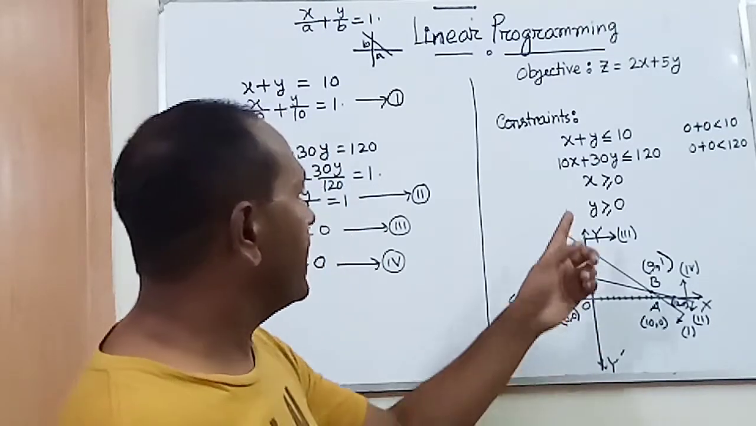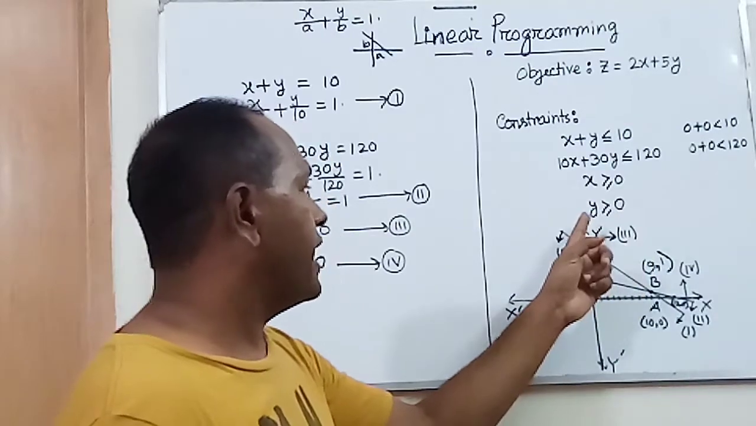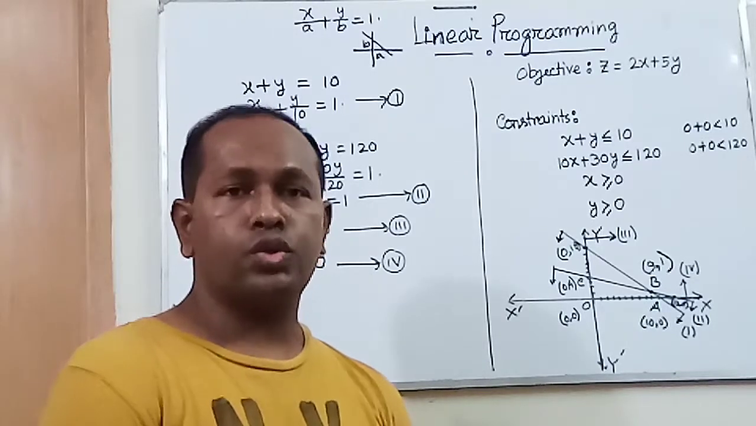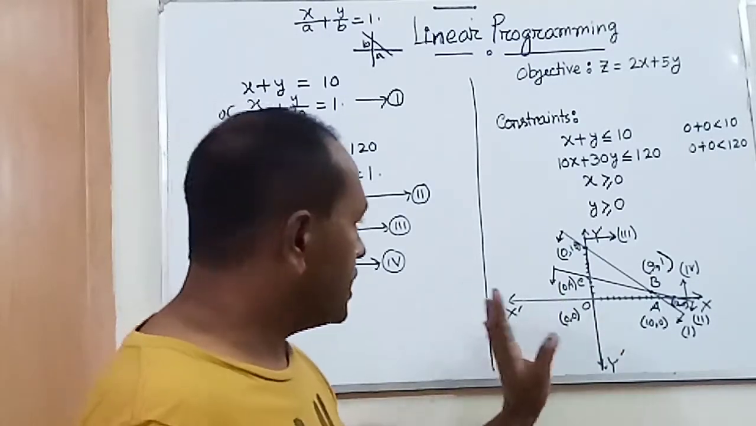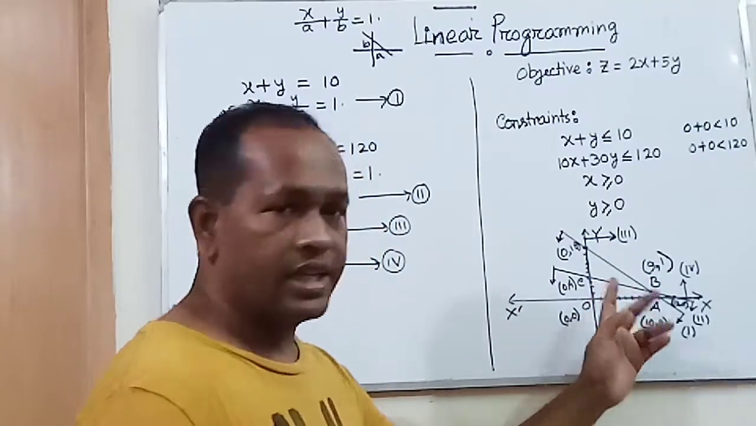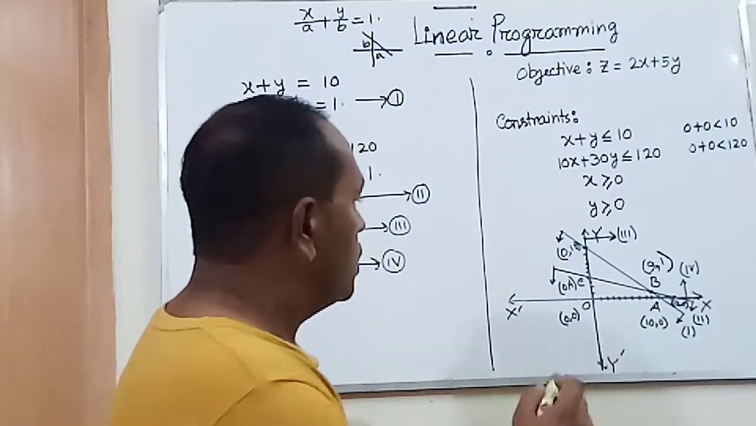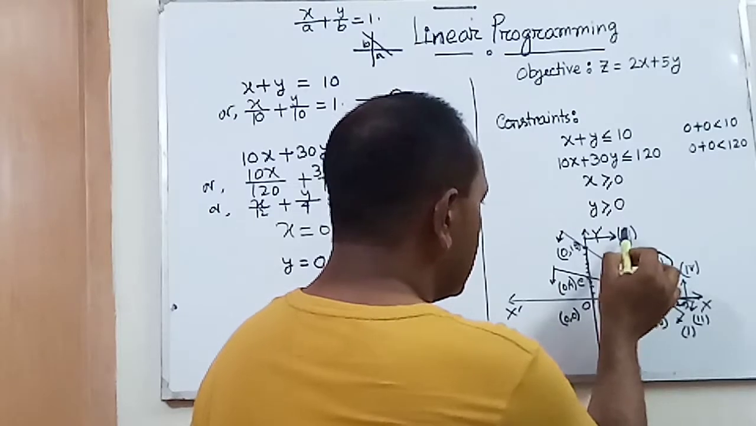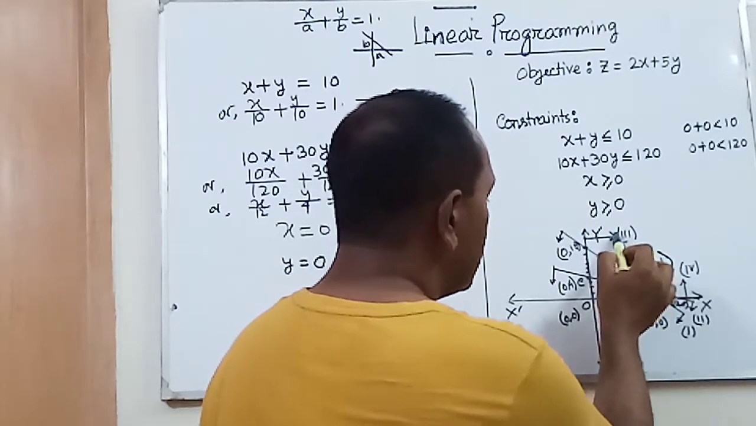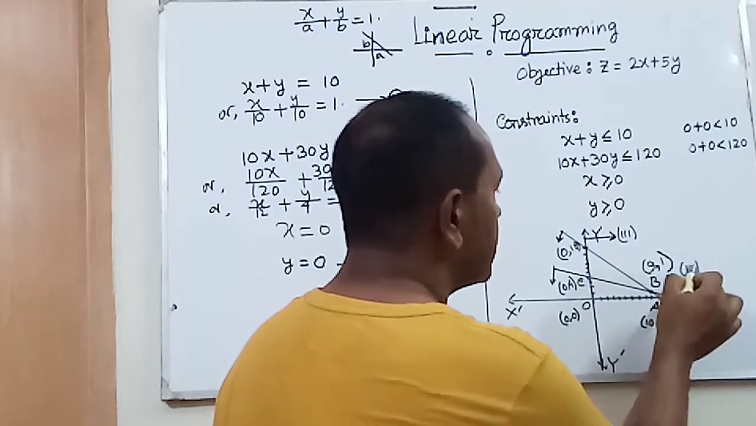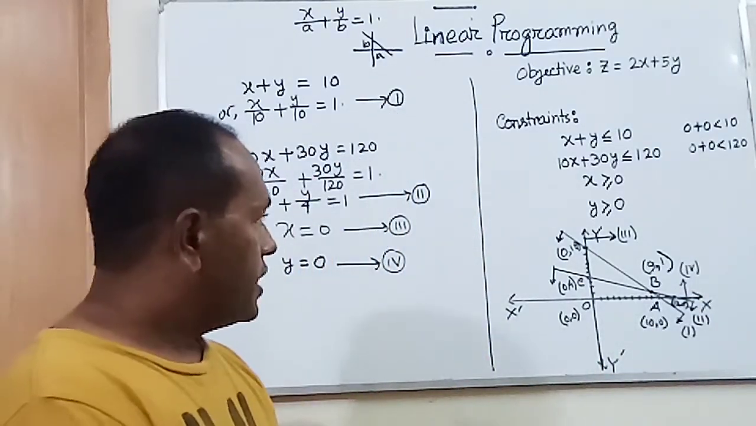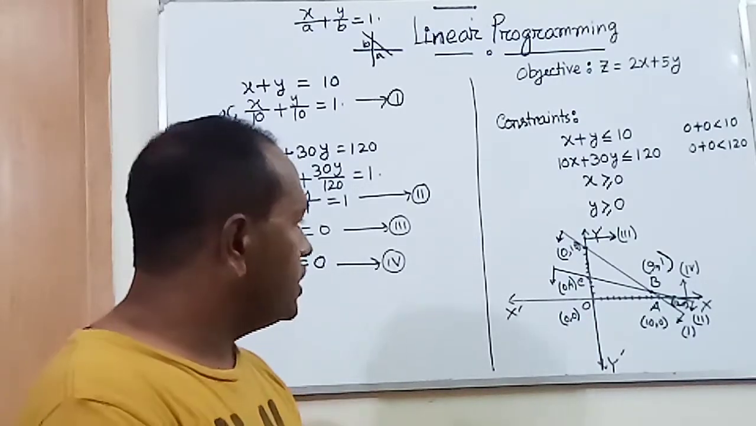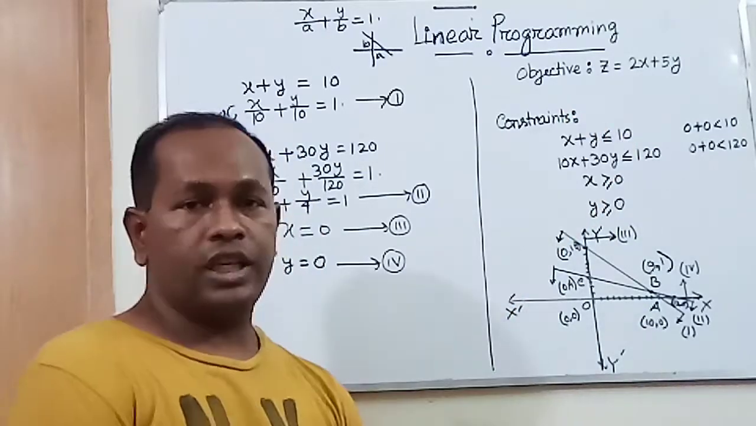Again, x is greater than or equal to 0 and y is greater than or equal to 0. They cannot be negative. They should be positive. So this should satisfy the first quadrant. So this is the direction of the third line and this is the direction of the fourth line.